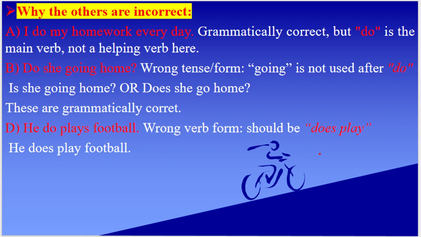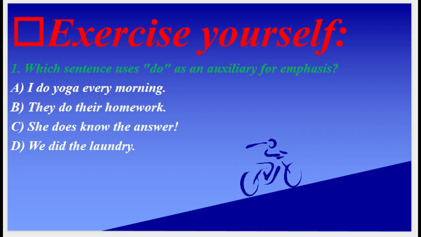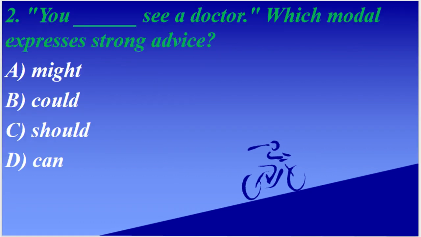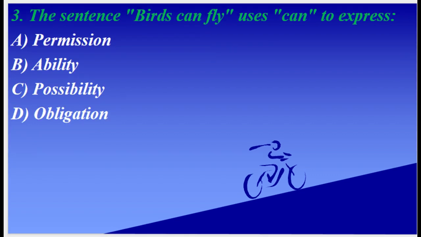Exercise yourself. 1. Which sentence uses "do" as an auxiliary for emphasis? A. I do yoga every morning. B. They do their homework. C. She does know the answer. D. We did the laundry. 2. You ___ see a doctor. Which modal expresses strong advice? A. might, could, should, can. 3. The sentence "Birds can fly" uses "can" to express: permission, ability, possibility, or obligation.